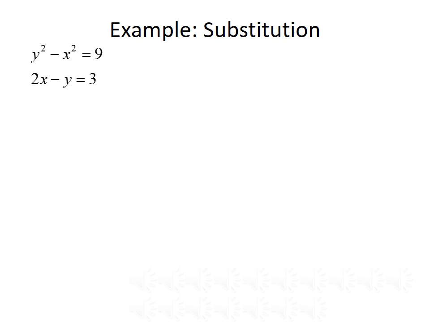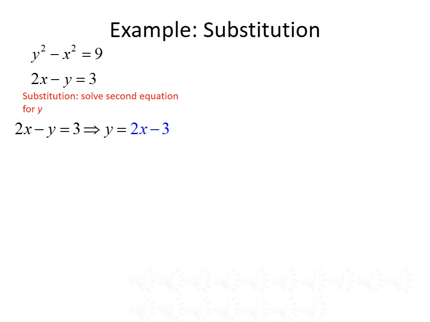Let's look at another example where we'll solve using substitution. This time we have the system of equations y squared minus x squared equals 9, and 2x minus y equals 3. So again, to solve using substitution, we need to solve one of the equations for one of the variables. We'll pick the equation that looks easier to solve, that'd be the second equation, and we'll solve it for y this time. So if 2x minus y equals 3, and I solve for y, I would get y equals 2x minus 3.